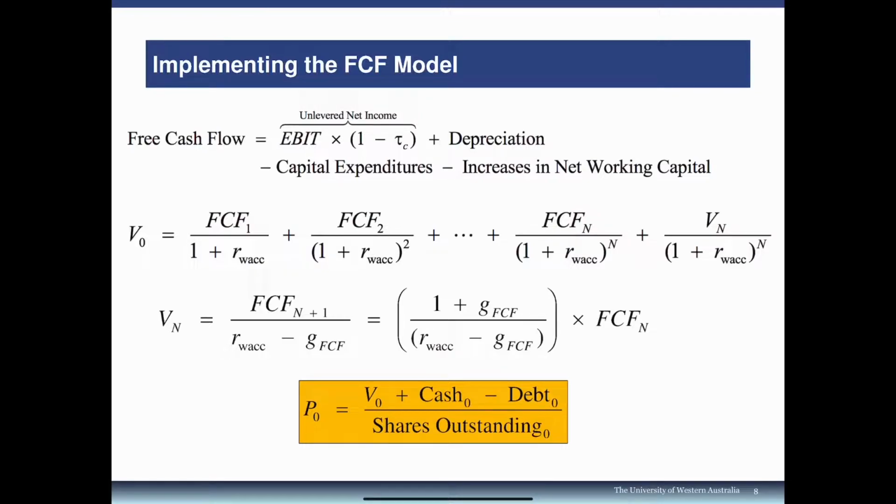But you can think of it as just a summation of all these different projects added up together, right? That is not that different from what you're already seeing in capital budgeting. Once you work that out, that gives you V0, which is the enterprise value. Then you calculate the share price, which is just V0 plus cash minus debt divided by shares outstanding. That gives you the share price.